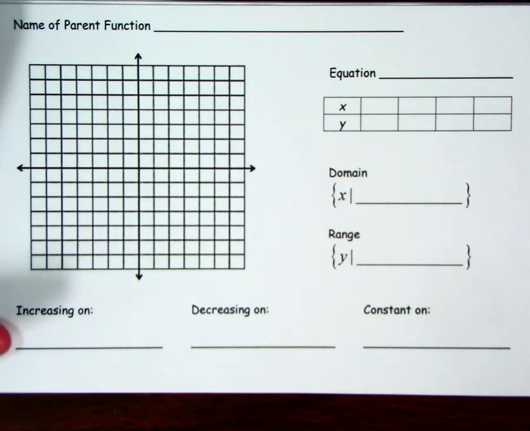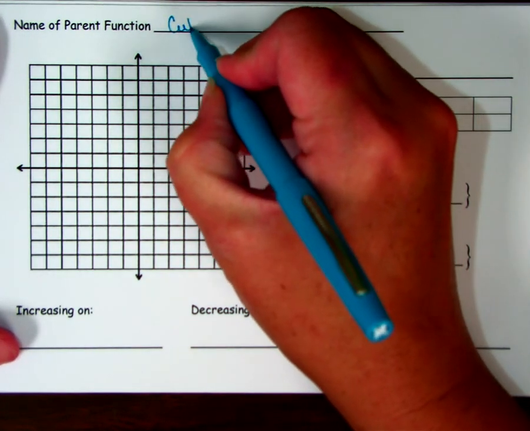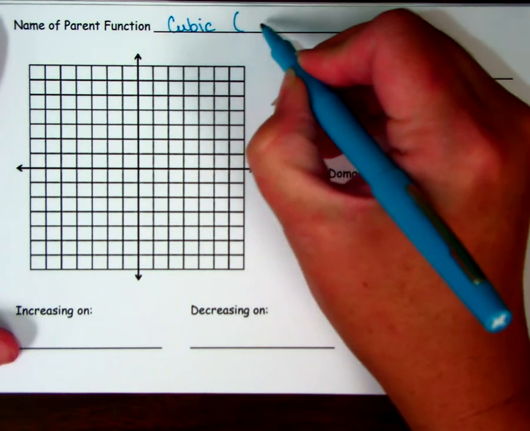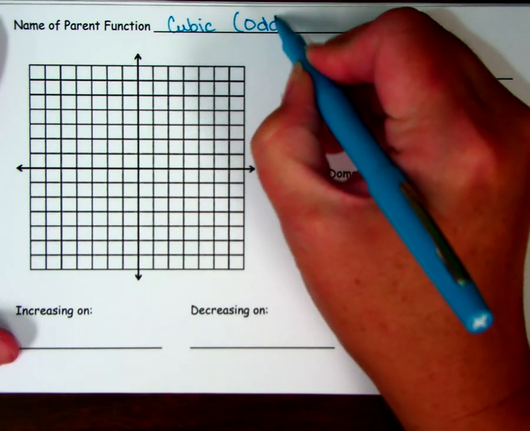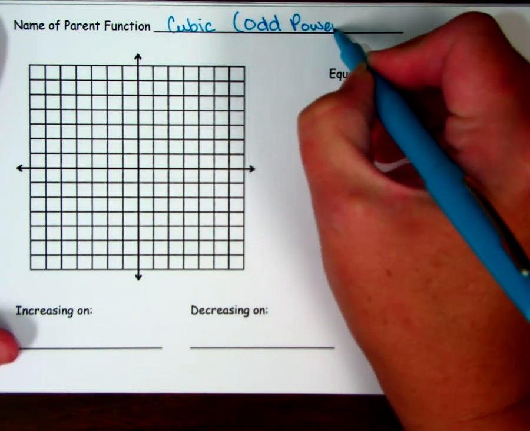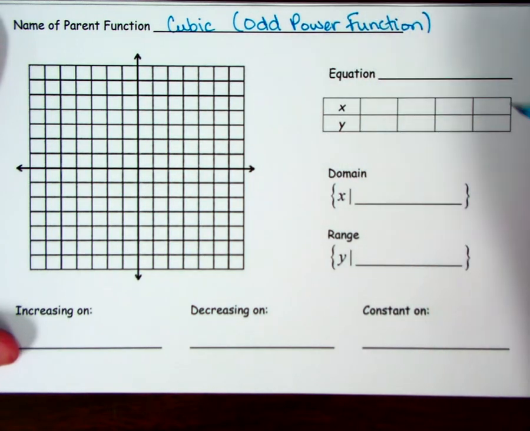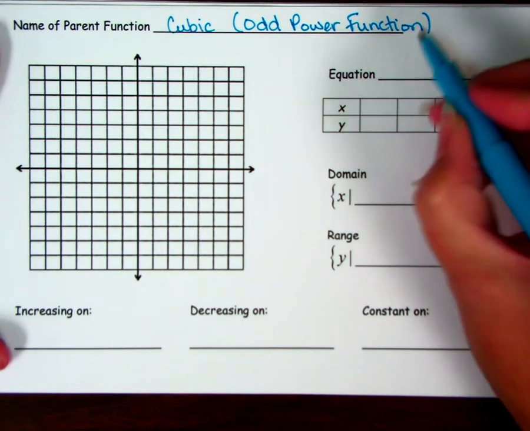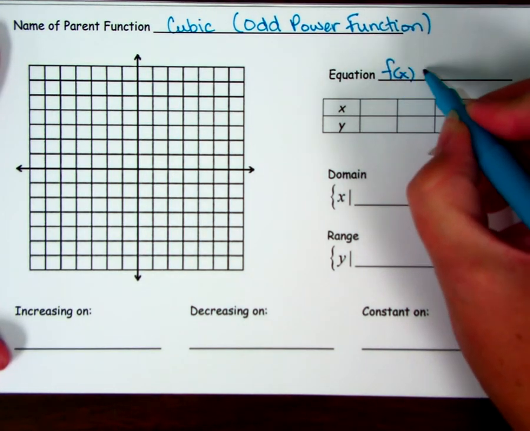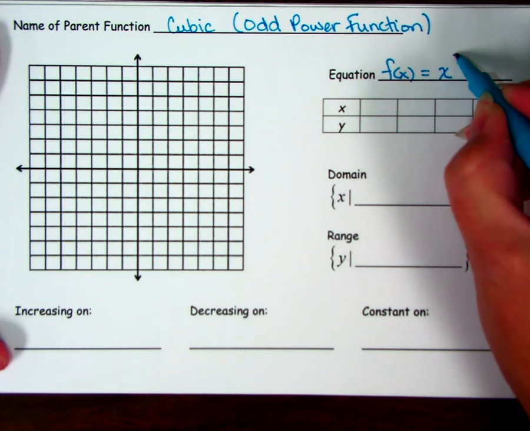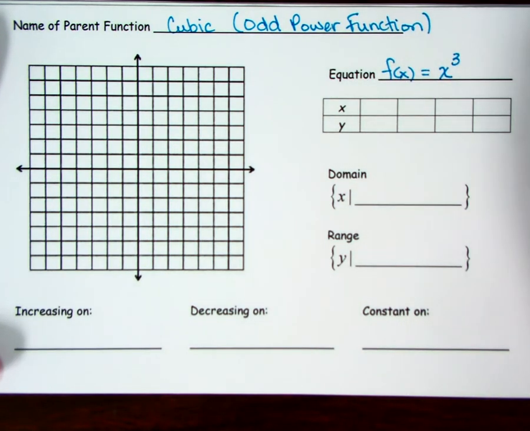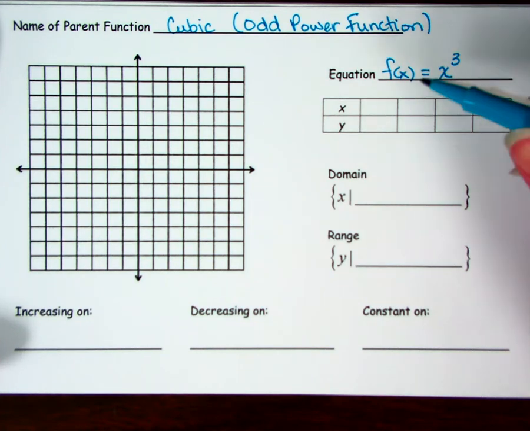This function is called the cubic parent function, also sometimes known as an odd power function. The equation for this one is f of x equals x cubed. Now we'll pick some x values to use so that we can figure out what the graph of this one looks like, since x is your independent variable.